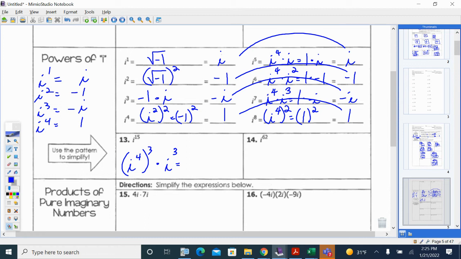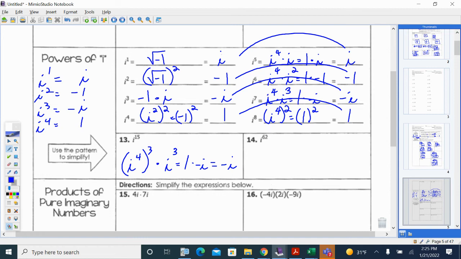i to the 4th is 1. 1 raised to any power is just 1. And then i cubed is -i. So that gives us a -i for an answer. For 62, how many i to the 4ths are in 62?